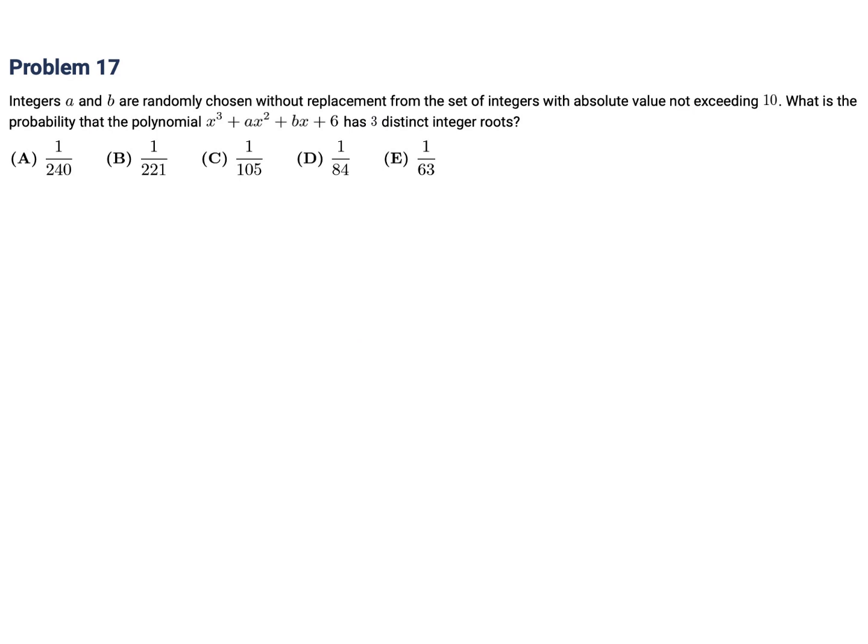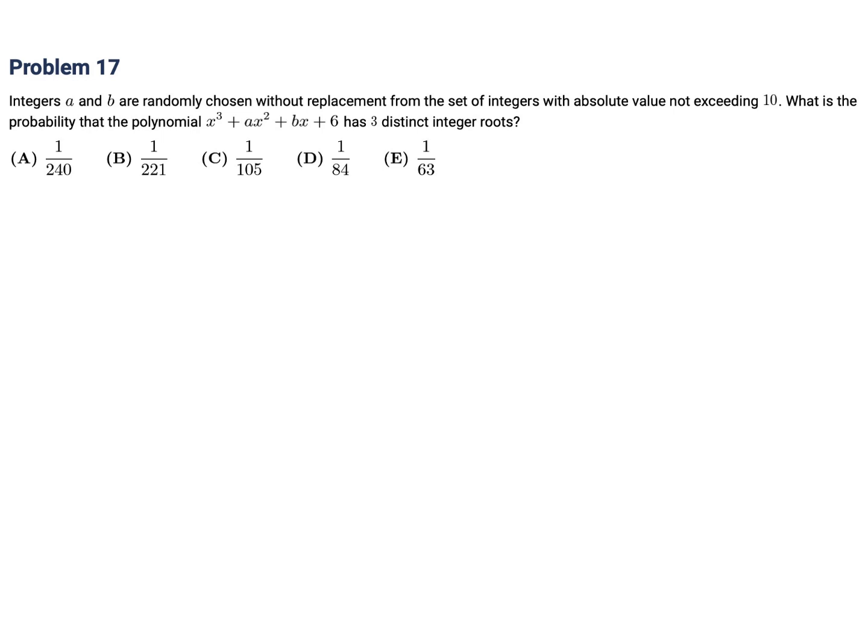Integers a and b are randomly chosen without replacement from the set of integers with absolute value not exceeding 10. What is the probability that the polynomial x to the power of 3 plus ax squared plus bx plus 6 has 3 distinct integer roots?